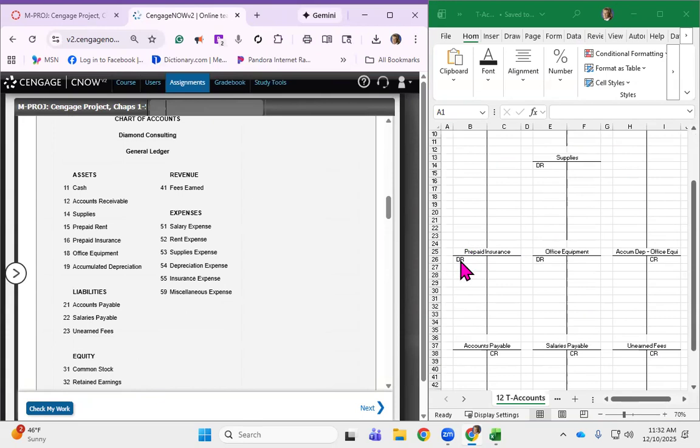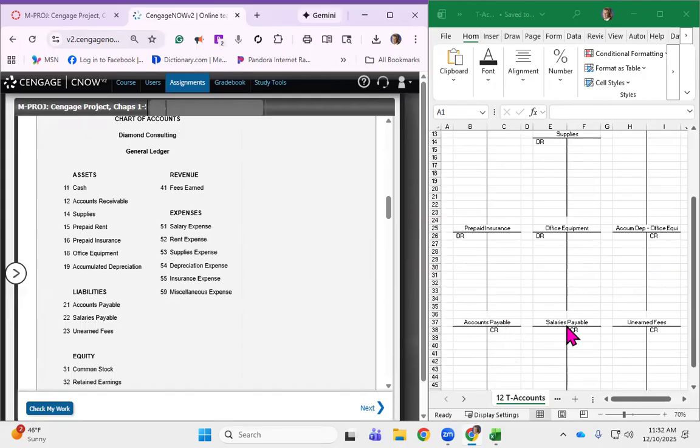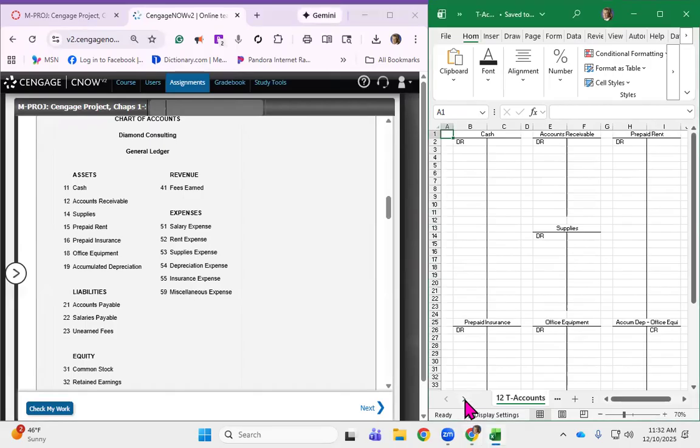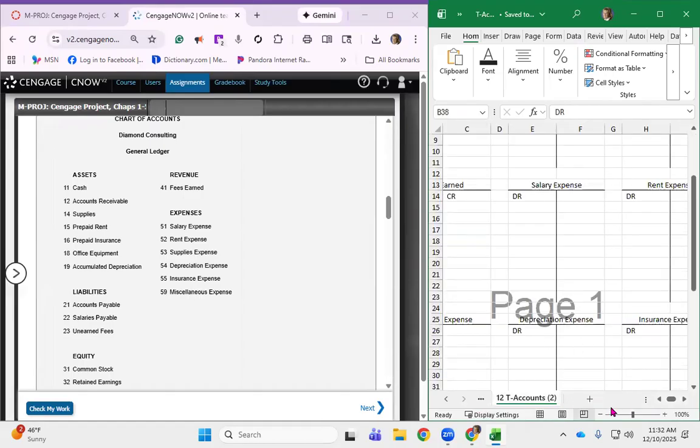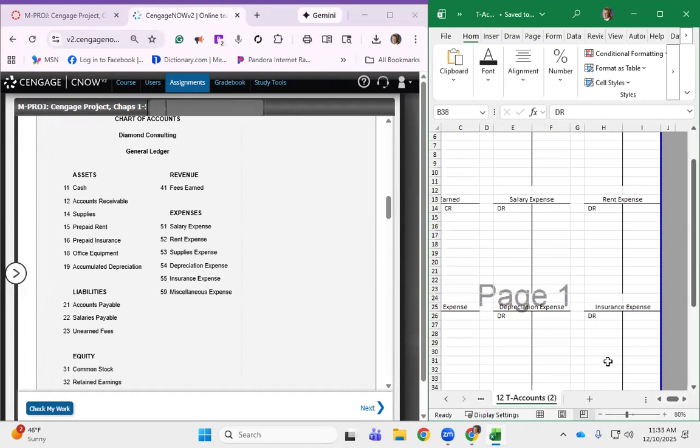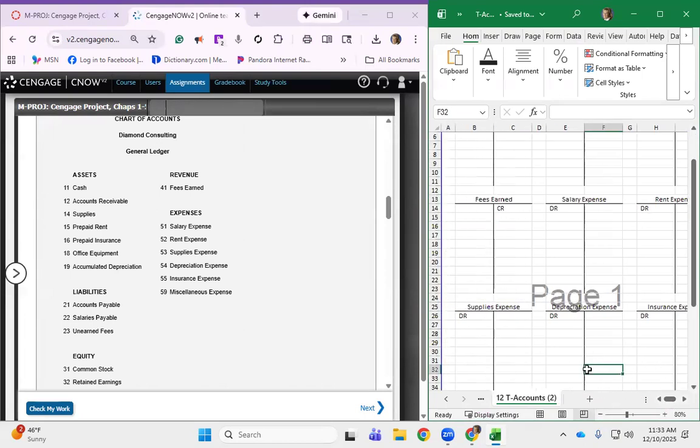And I did put whether it has a debit normal balance or a credit normal balance. So the only asset that has a credit normal balance is accumulated depreciation for the office equipment. Then we have three liabilities. We have accounts payable, salaries payable, and unearned fees. Okay. Then you got to go to the next tab here. So let me make this a little bit smaller. All right. And so let's just keep going.